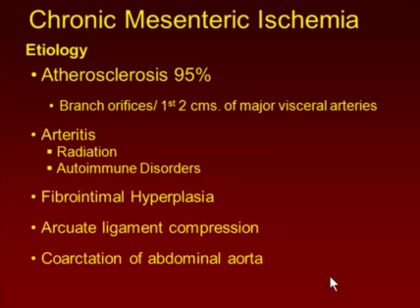Atherosclerosis is about the main cause of chronic mesenteric ischemia. About 95% of chronic mesenteric ischemia is caused by atherosclerosis, and it usually involves the orificial portions, the first 1 to 2 centimeters of the major visceral vessels. When we talk about the other 5% of things that can cause mesenteric ischemia, it can be arteritis, radiation, autoimmune disorders, fibromuscular intimal hyperplasia, arcuate ligament compression, or coarctation of the abdominal aorta.